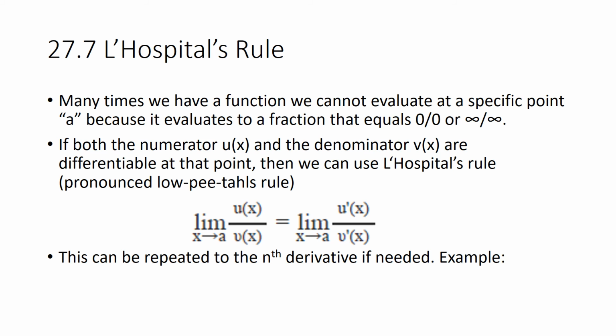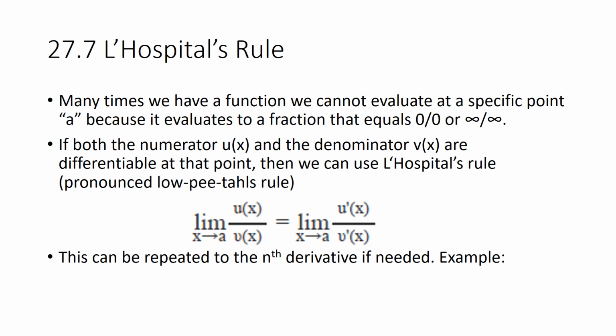But basically what happens is we've got some function that we can't evaluate at some point A because it turns into some fraction that's either 0 divided by 0 or infinity divided by infinity. It's just really tough to figure out. So if that function is a fraction, like u of x divided by v of x, we can use L'Hopital's rule to figure out what the limit as x approaches a of that function u of x divided by v of x is.